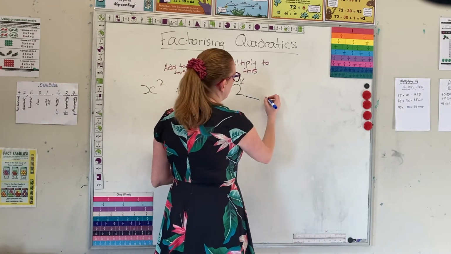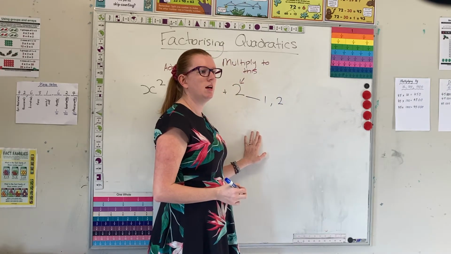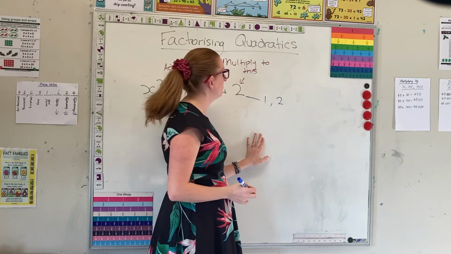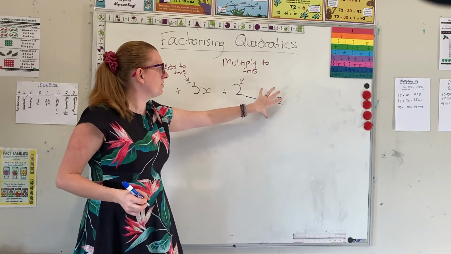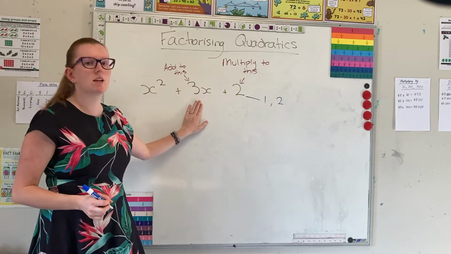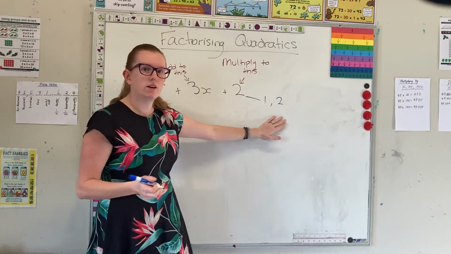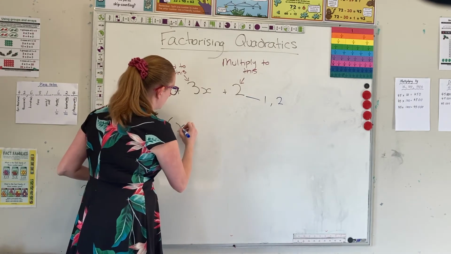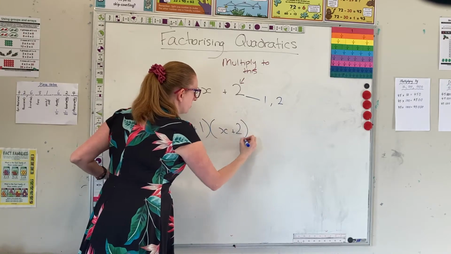We've got 1 and 2. And I think that's it. So do 1 and 2, if we take those, do they add together to give us 3? They do. Awesome. So these are our numbers. So our brackets would look like x plus 1 and x plus 2.